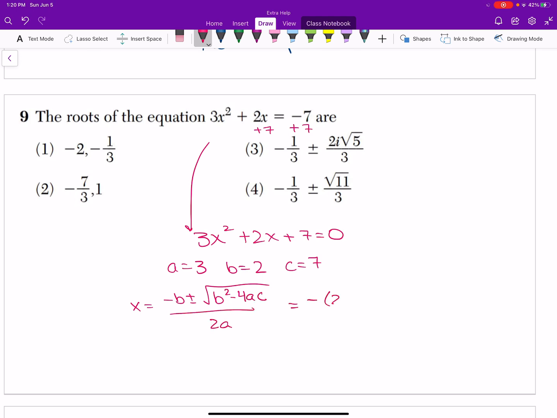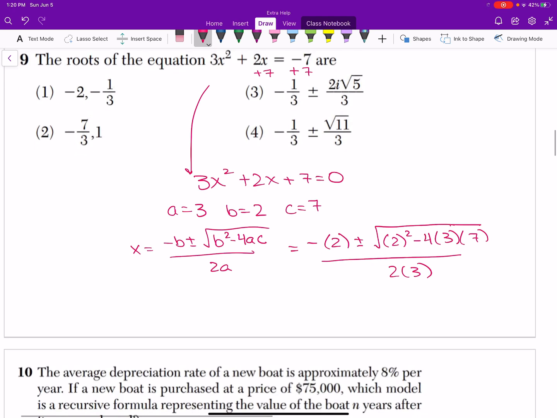So plugging in negative b plus minus the square root of b squared minus 4 times a times c, all over 2 times a. Negative 2 is just negative 2. When you type the inside of the radical into your calculator, without the radical, you get negative 80 for inside. 2 times 3 is 6. Radical negative 80 is negative 16 times 5.